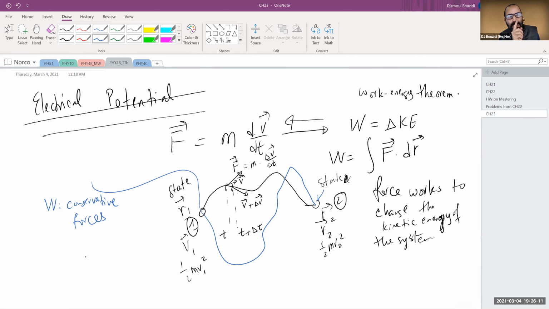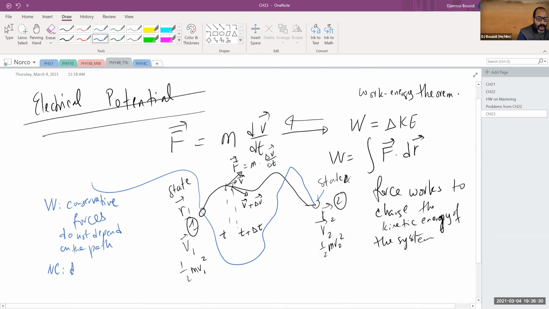That depends on which path you take. Those forces are non-conservative forces. So conservative forces do not depend on the path, whereas non-conservative forces, I'm going to write them as NC, their work, the work in this case depends on the path.